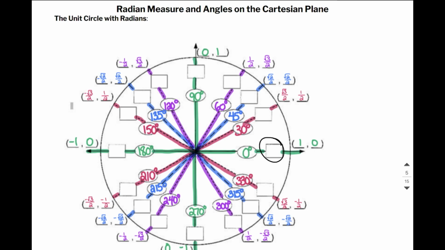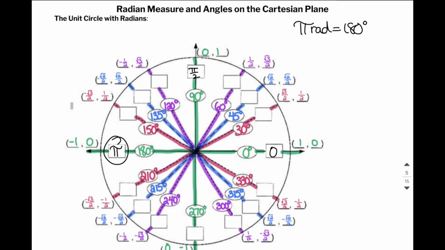So if you look at this box right here, it should make sense that this should be 0 radians because 0 degrees would have to be 0 radians. And don't forget that pi radians is equal to 180 degrees. So at 180 degrees here, we can say that this is pi radians. Well, if I take a look at this right here, 90 degrees is half of 180. So this would have to be half of pi, or pi over 2 up here.